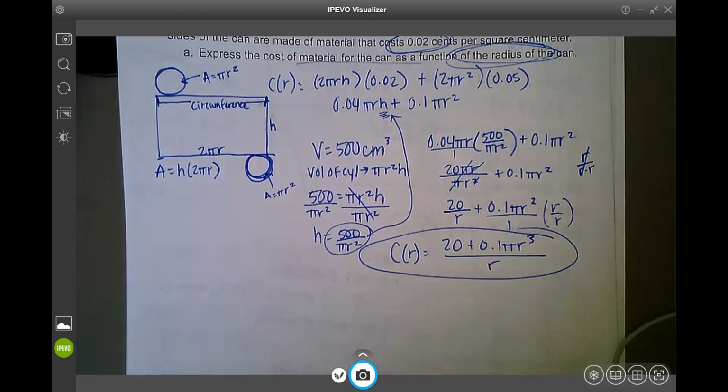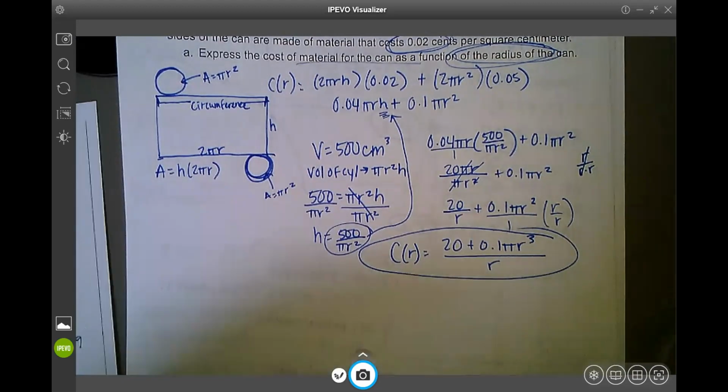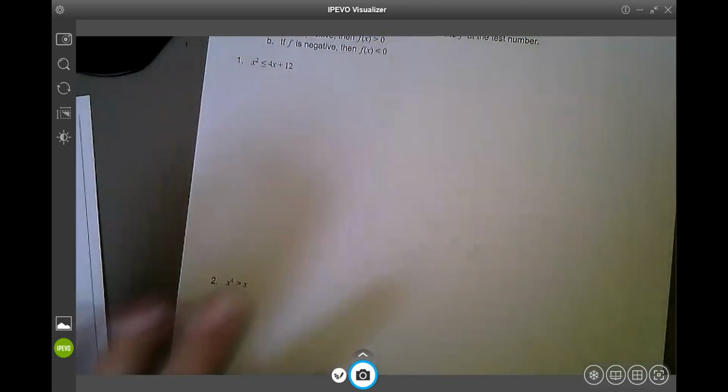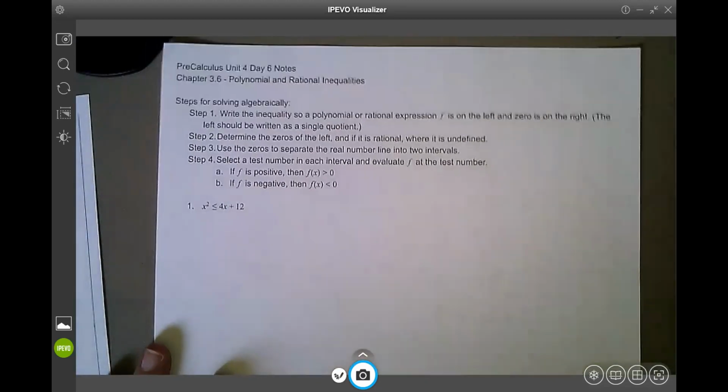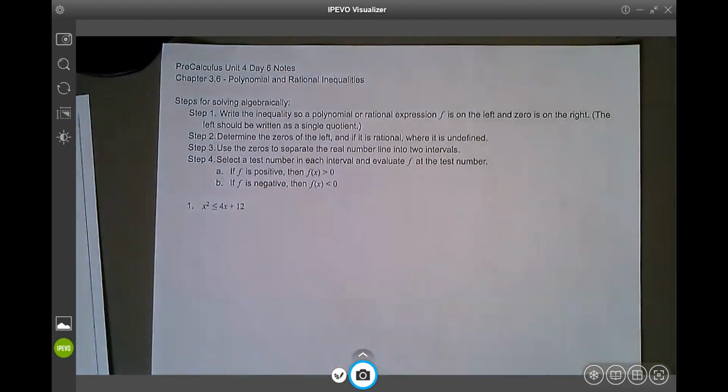Then we're going to look at chapter 3.6, polynomial and rational inequalities. Polynomial and rational inequalities. So the steps for solving these algebraically.